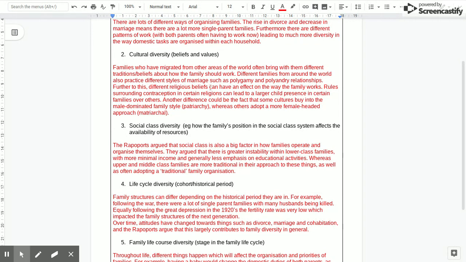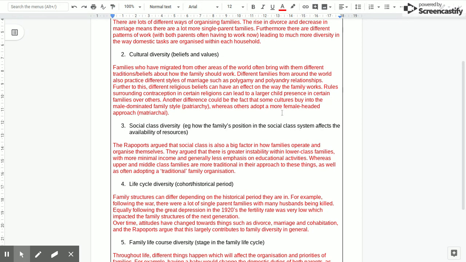Equally, religious beliefs can't be ignored. Okay, it really can affect the way that families are shaped. So, for example, some religions, i.e., Catholicism could be one of them, amongst many others, have really strict rules around contraception. So that could lead to families with larger numbers of children. Okay, naturally, because if they can't use contraception, then more children are going to be born. Okay, so that's another form of diversity. Another difference is the fact that some families, depending on culture, might be patriarchal, whereas some could be matriarchal.